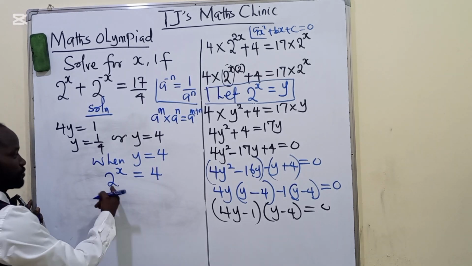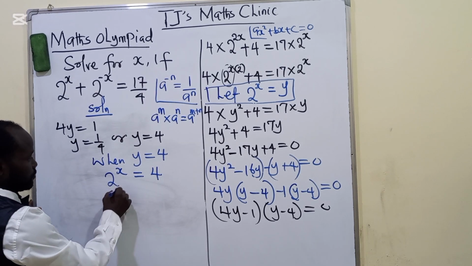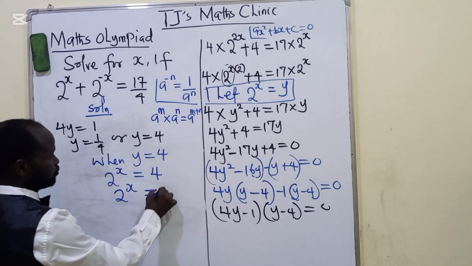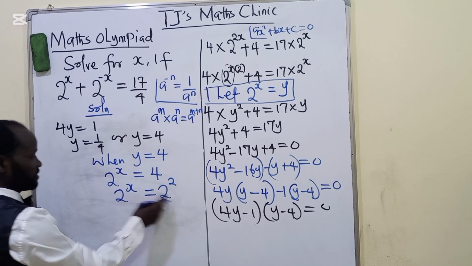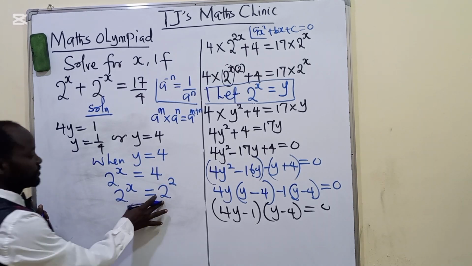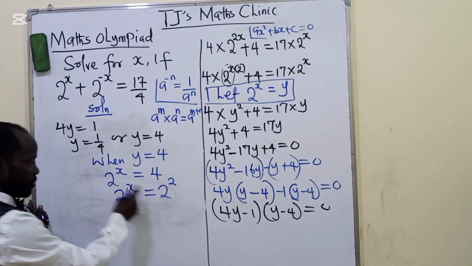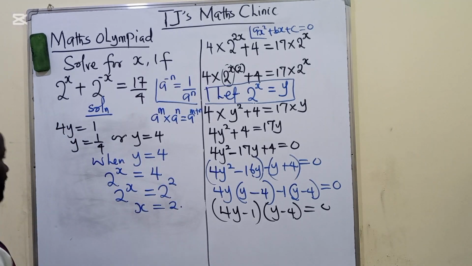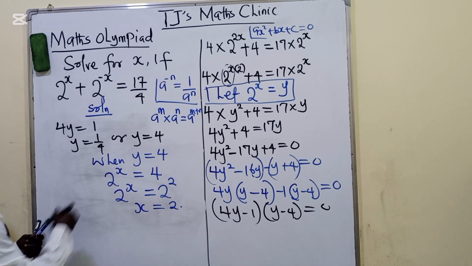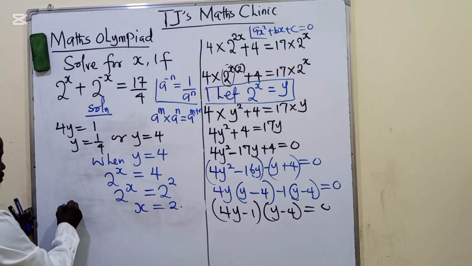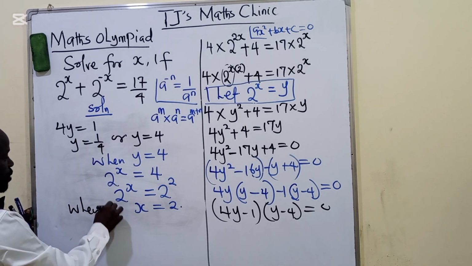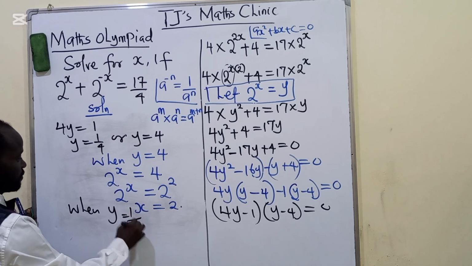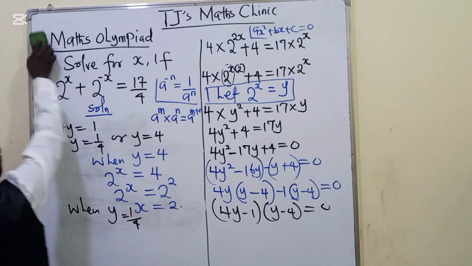This 4, we can write it to have the same base as 2 here. So this will be 2 power x equals 2 power 2. The bases are the same on both the left hand side and the right hand side. We are free to equate their power. So x now is equal to 2. So the first value of x is 2. Okay? When y is 1 over 4, what will be x? When y is equal to 1 over 4, what will be the value of our x?